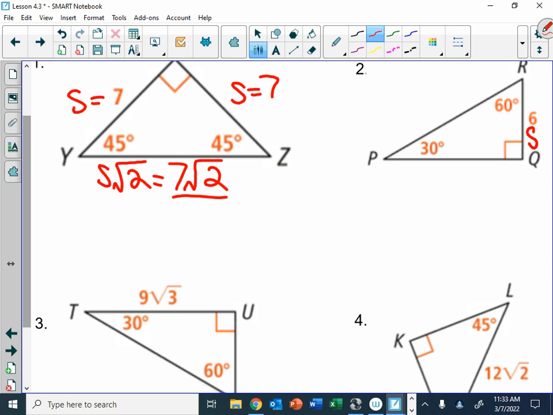Name the other side that is S times the square root of 3. PQ. Good, the other leg, PQ. So that is S times the square root of 3. S is 6, so 6 times the square root of 3. You're going to leave it just like that.